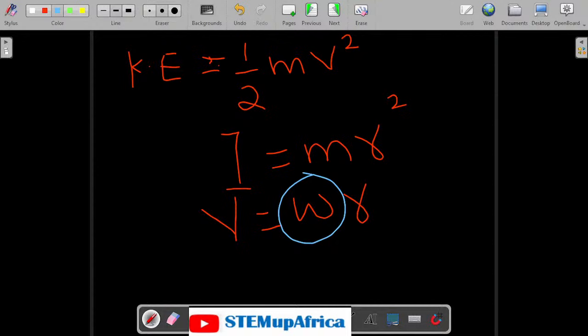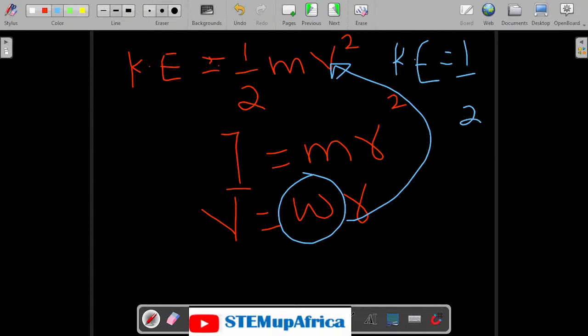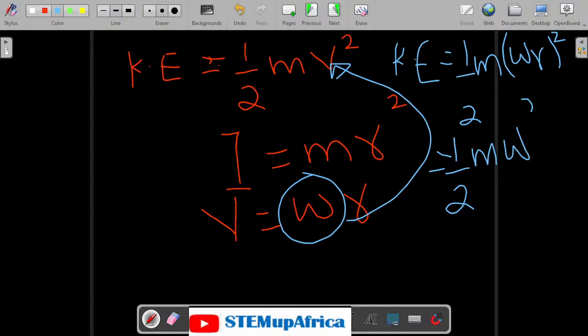V equals omega times radius. So if I substitute V in place of this V now, we are going to have KE as half m, and in place of V, I'm putting omega r, squared. If the square here is governing both the angular velocity and the radius, the square should affect both of them. What are we having? Half m omega squared r squared. I believe we agree with this.